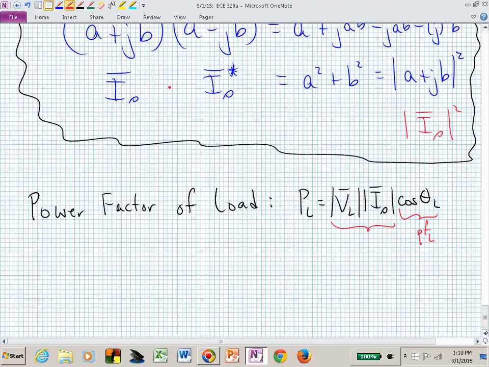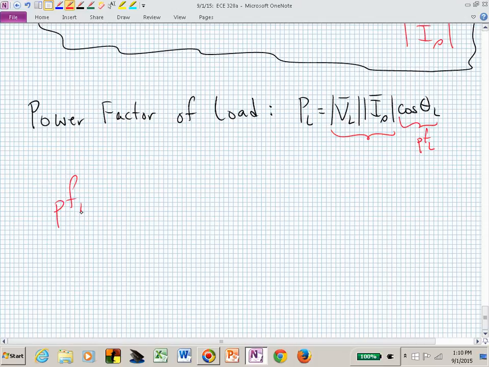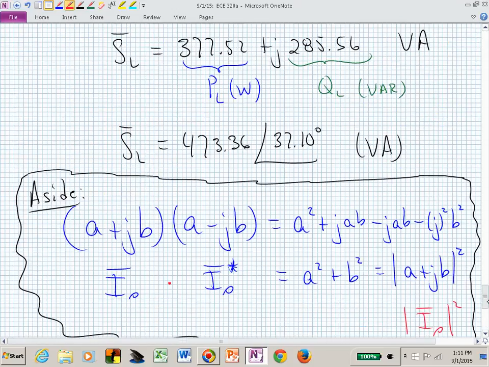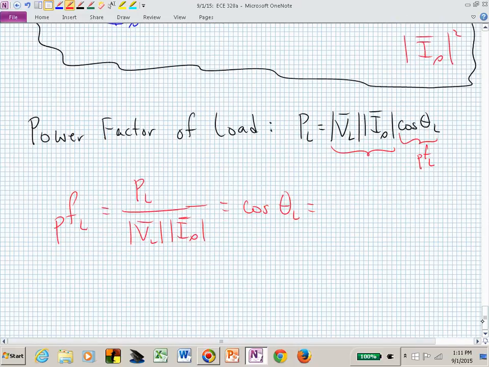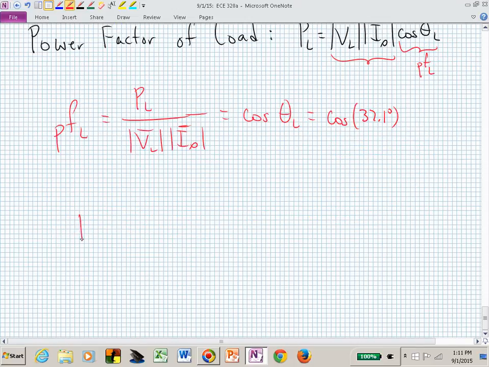But now we can compute the power factor of the load. That's just P sub L over V sub L I sub S bar, or that's just cosine of theta sub L, and we calculated in the polar form of our complex power of our load, we know its angle. That's this 37.1 degrees. We can just take the cosine of that and obtain a number, but you need more than a number for a power factor.